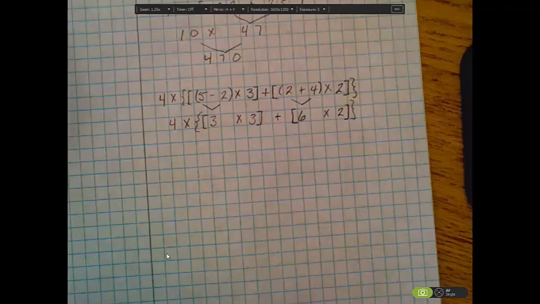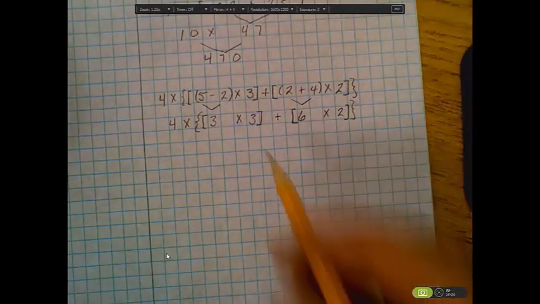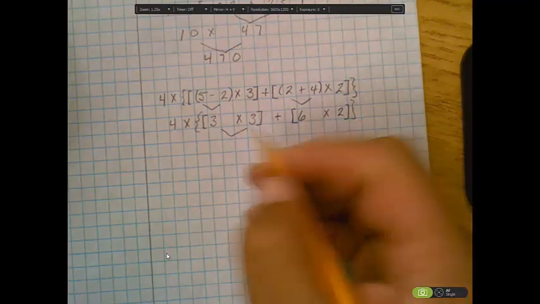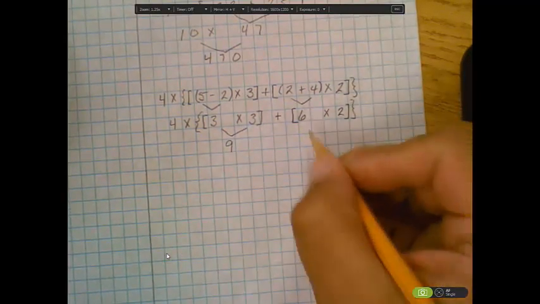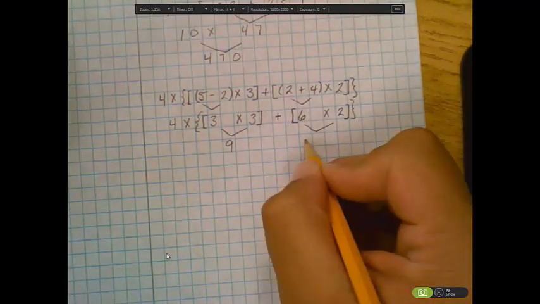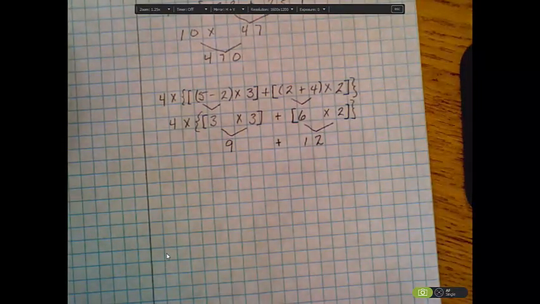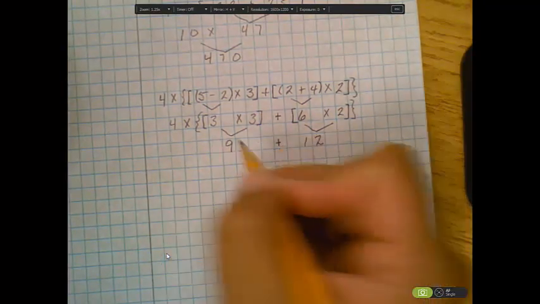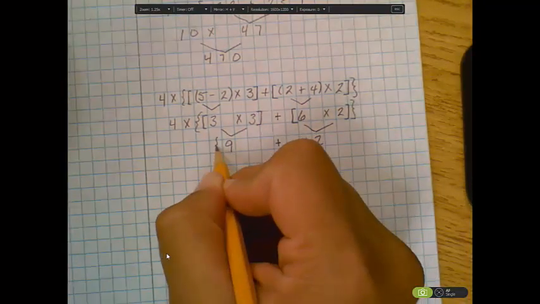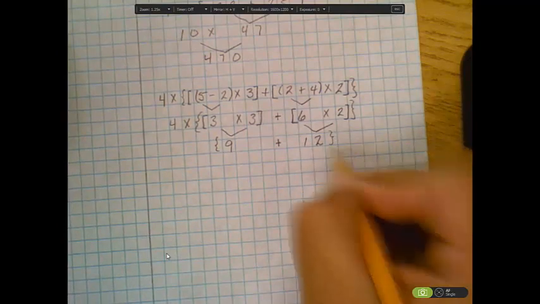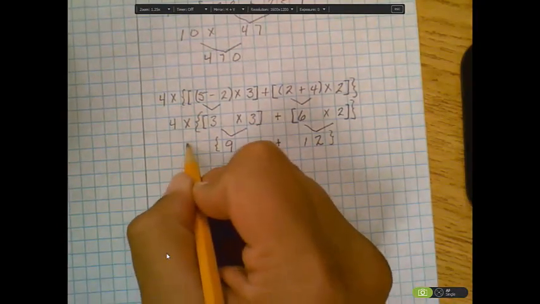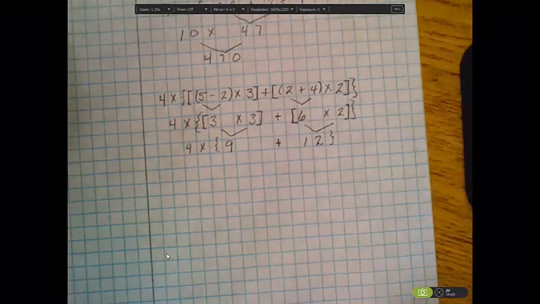Alright, so we've cleared out the parentheses. Now we're going to clear out the brackets. So we do 3 times 3 is 9. We do 6 times 2, which is 12. We're going to add those together. We're going to put those inside the braces, and then we're going to bring down the 4 and the multiplication sign.